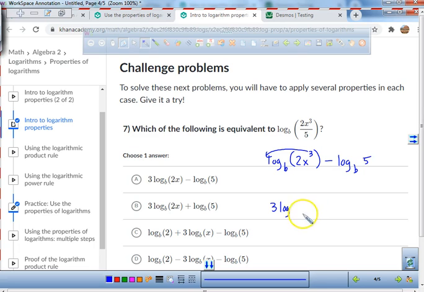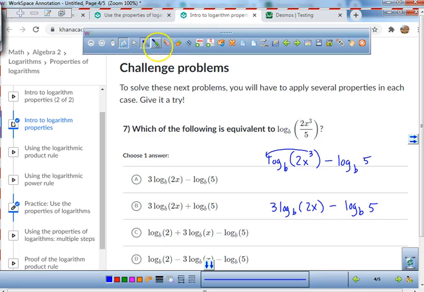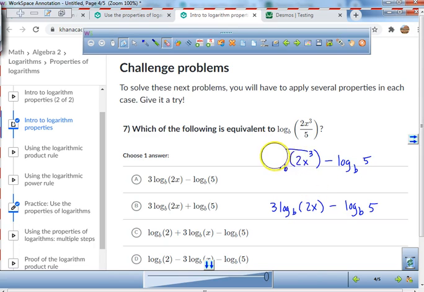See here, 3 log base b of 2x minus log base b of 5. Let's see here. Then, hold on. You know what? I think I'm actually going to go back. I'm not going to move the power property down just yet. I'll go back. I just realized what I did wrong there.